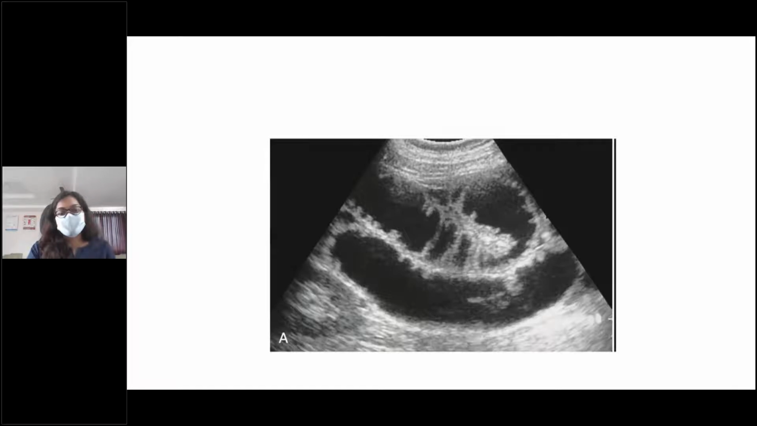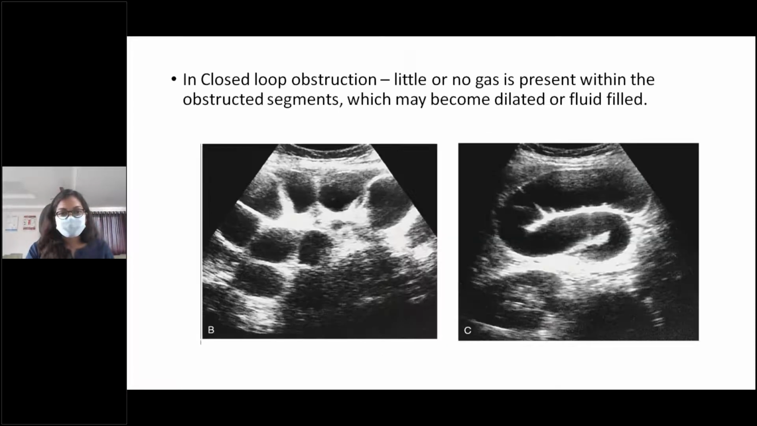This is the ultrasound picture showing the dilated bowel loops. Abdominally dilated bowel loops with more content than we usually see in the normal. In closed loop obstruction, there is little or no gas present within the obstructed segment, which may be dilated or fluid filled. The picture shows dilated fluid filled bowel loops.